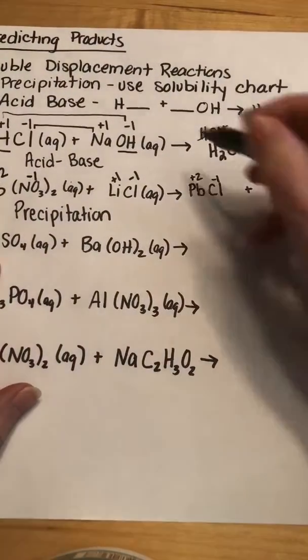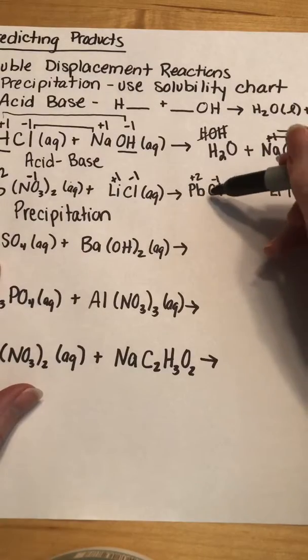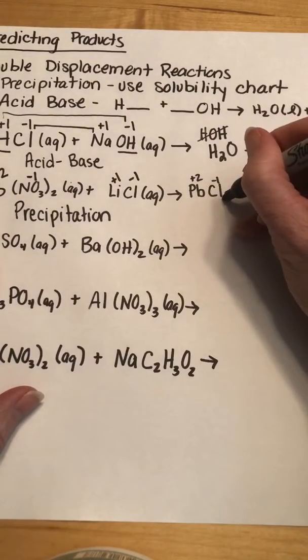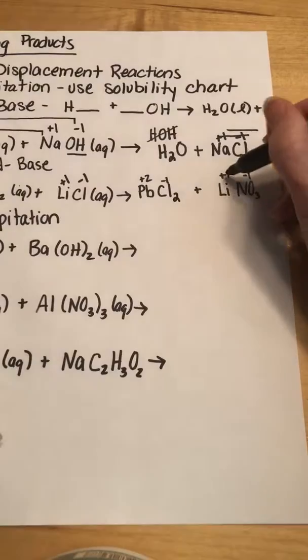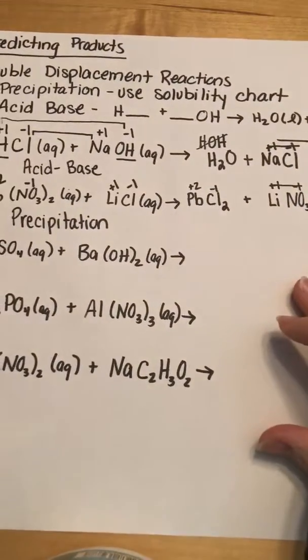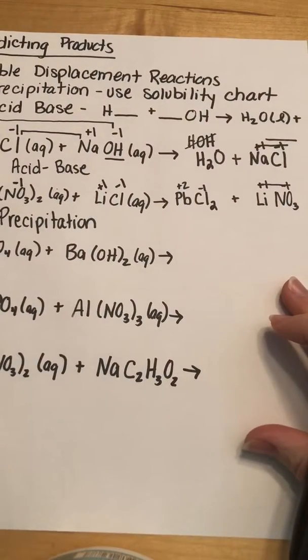Okay, now I'm going to go ahead and balance them. So if I look at Pb and Cl, I'm going to need a 2 here to balance those. The +1 and the -1 cancel out, so there are no subscripts needed.